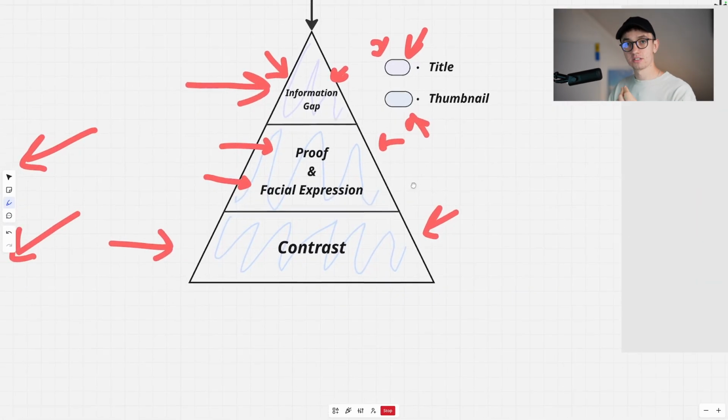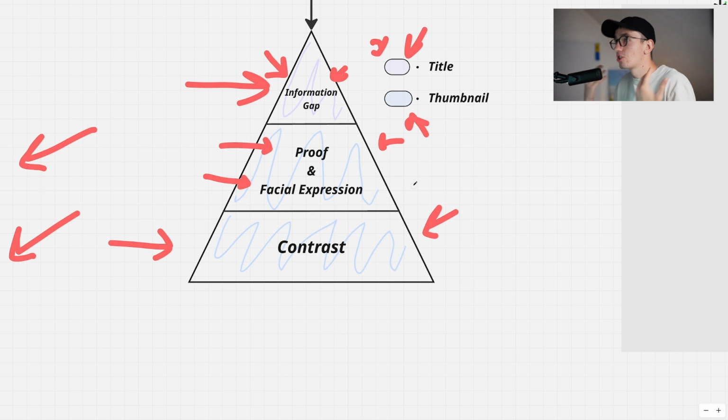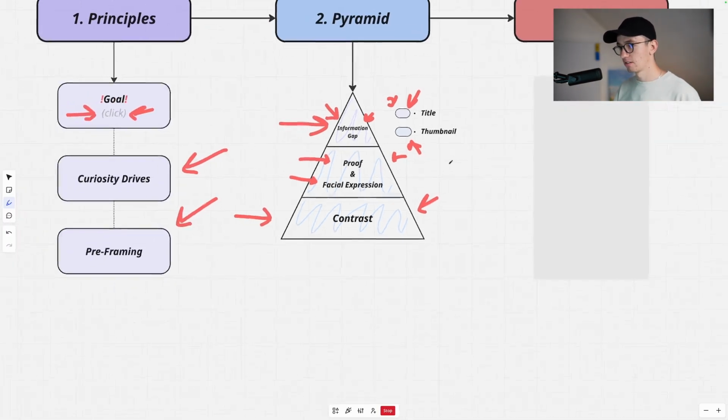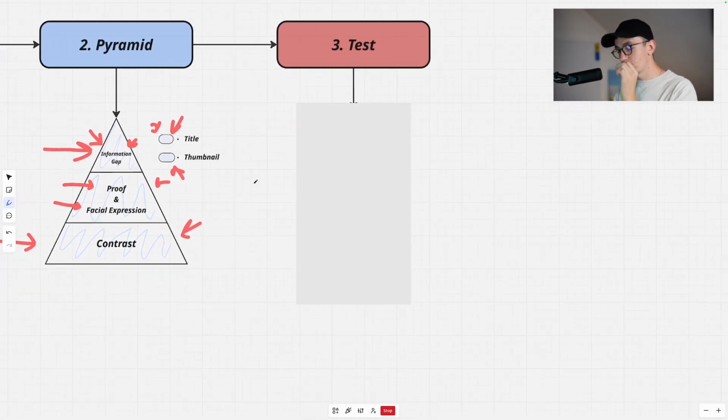The contrast on the thumbnail gets someone to watch your video, gets them interested in the thumbnail, is what I want to say. Then the proof and the facial expression. This is what is going to be validated by the information gap. We are going to talk about it in a second. And the information gap is all about creating that this guy knows more. So this is exactly how you have to build your thumbnail. And when you've done it, this is how you build it. This is how you test it, guys.